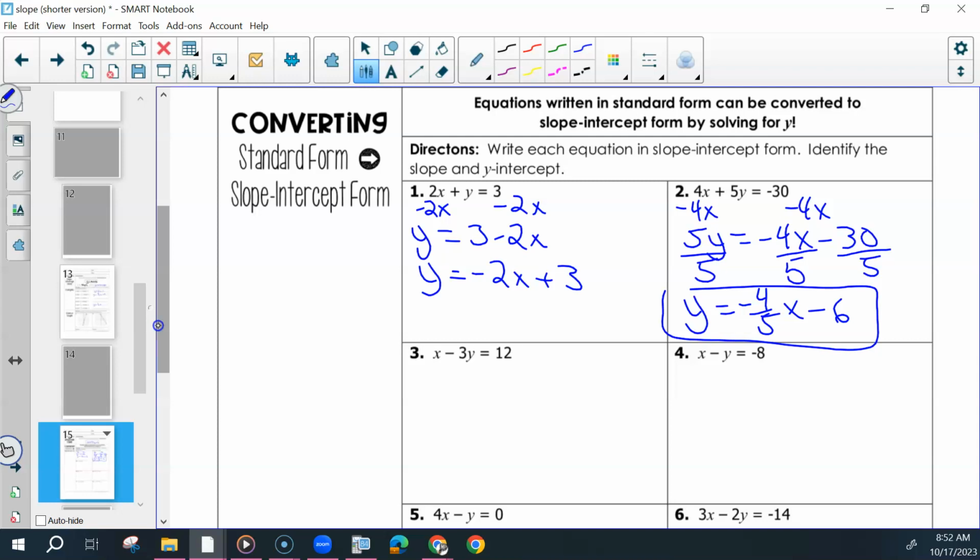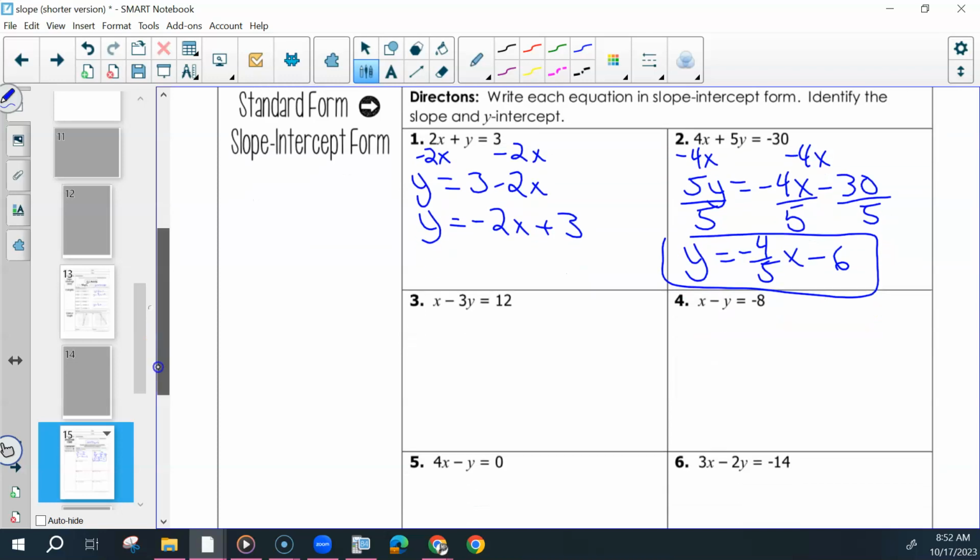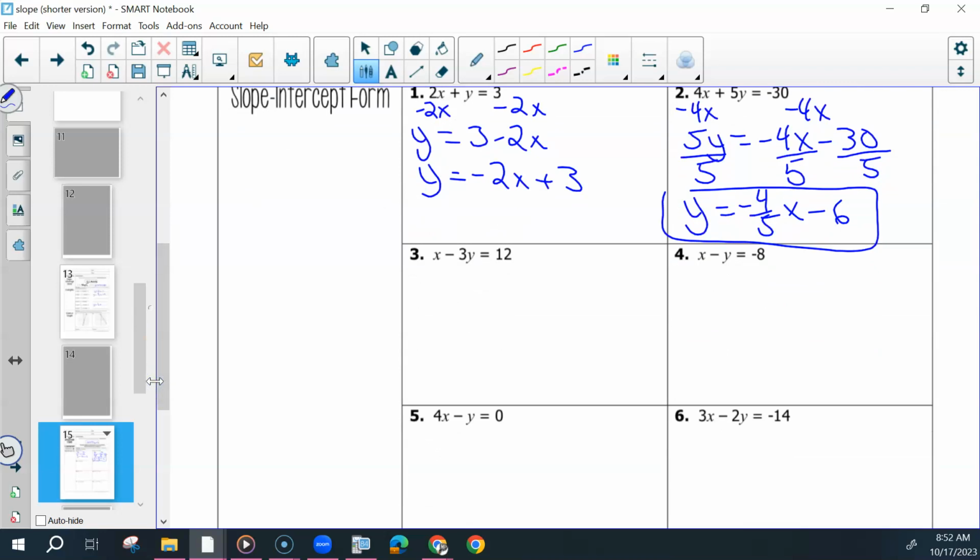Questions on that one? Let's do number 3. First step, get rid of x, subtract it to the other side. I'm going to go ahead and rearrange so that we have negative x plus 12. And then to get y by itself, divide everything by negative 3. When you do that, what would our equation become?